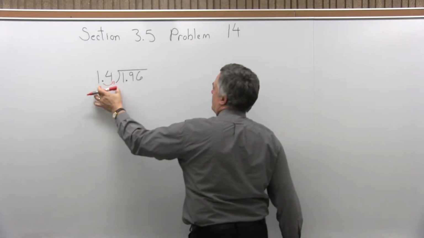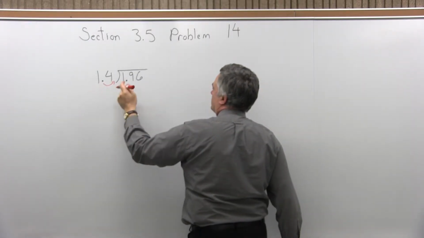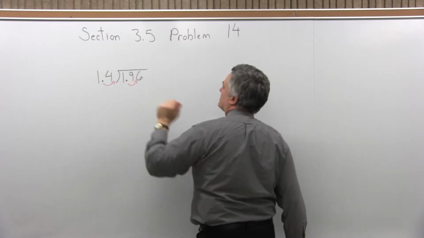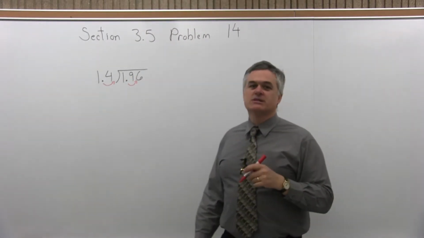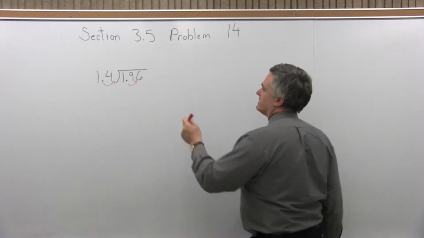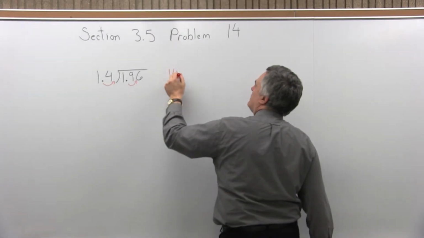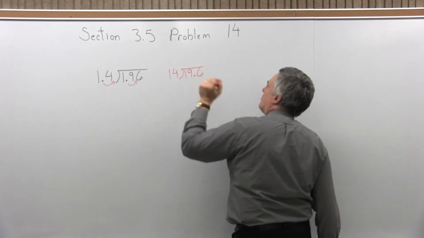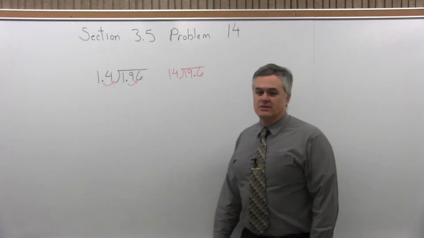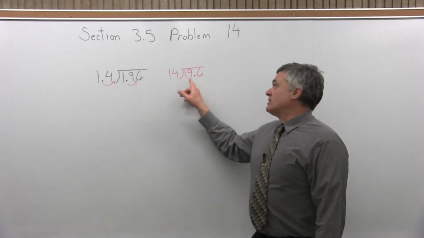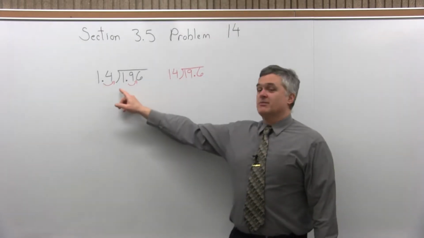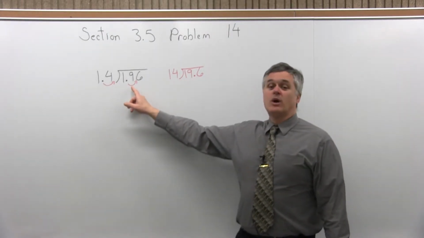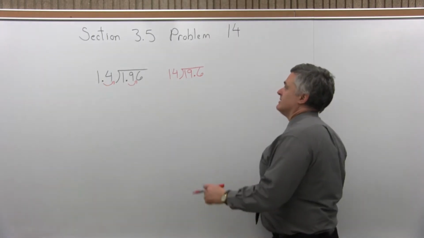So if you move the decimal one place for the number outside the division symbol, the number under the division symbol must move the same number of places, for this particular problem one place. So it becomes 14 divides into 19.6. So the answer for 14 divides into 19.6 is the same answer as 1.4 divides into 1.96.